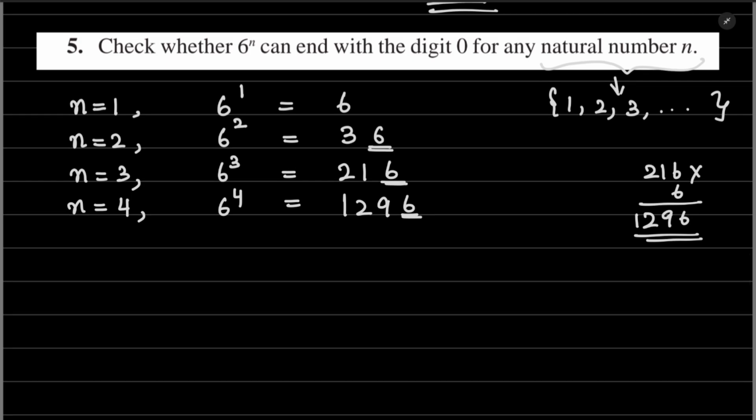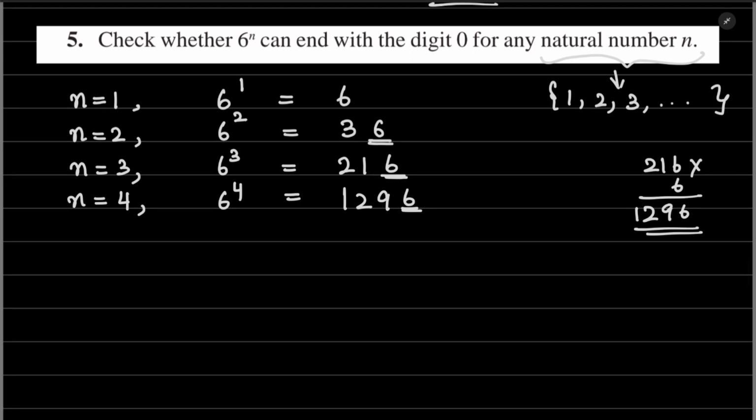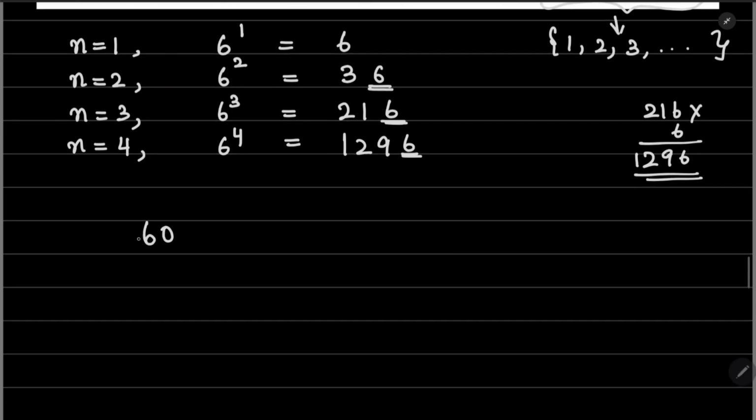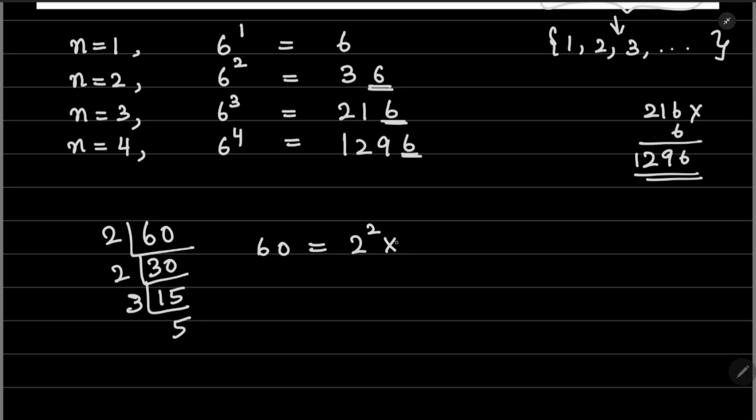But in order for a number to end with 0, for example, let us take 60 and let us take the prime factorization. So you have 2 into 30 and then again 2 into 15 and then 3 into 5. So 60's prime factorization will be 2 square into 3 into 5, right?